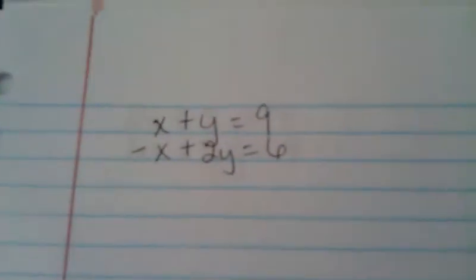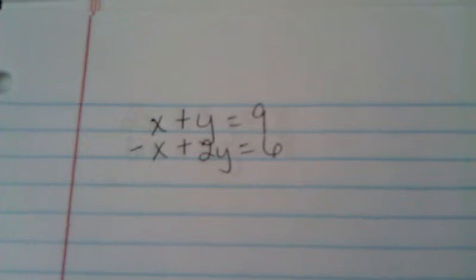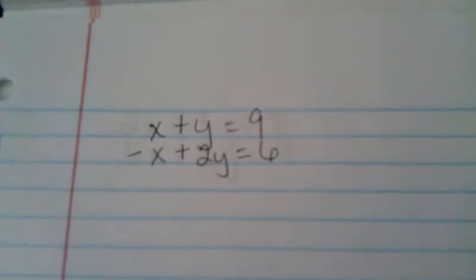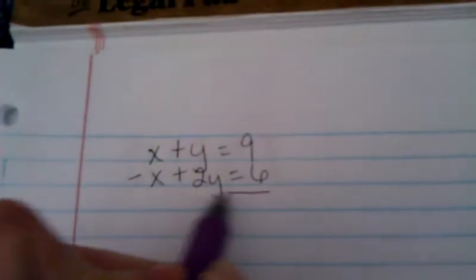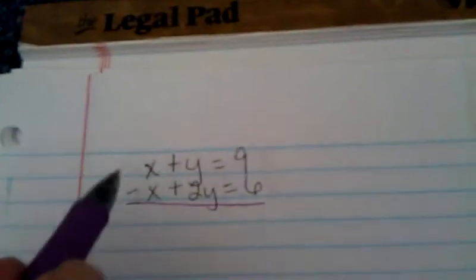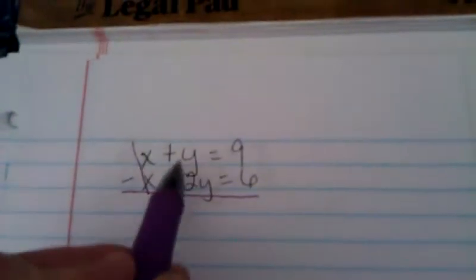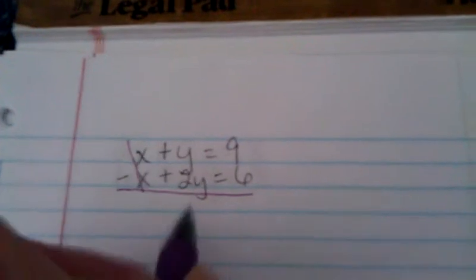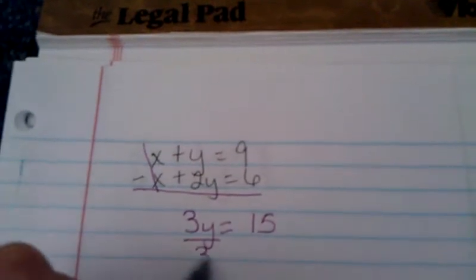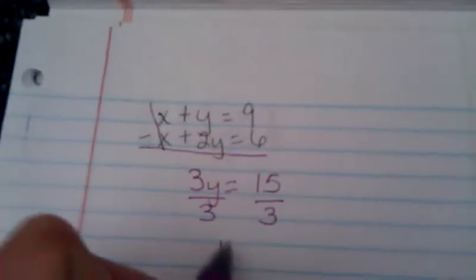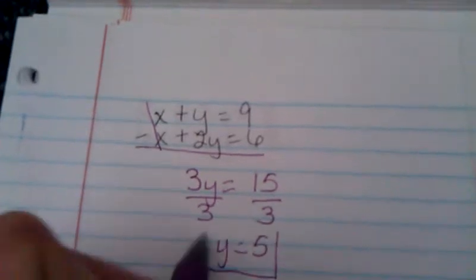Let's try one more. Right here, you could write down this problem and press pause, and then try and solve it and come back and see how you did. So I am going to combine these two equations. x minus x, these cancel out, they make 0. This is a 1y plus 2y, which gives me 3y equals 9 plus 6 is 15. I will divide by 3, y equals 5.